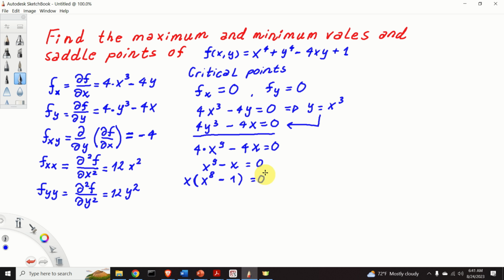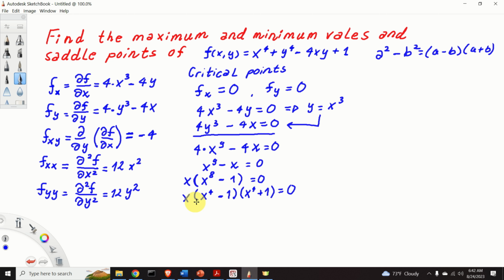Now, from this equation we obviously have x, and over here we have x to the power 8 minus 1 is equal to 0. We know from basic math that a squared minus b squared is a minus b multiplying a plus b. Let's apply this trick over here and see what we get. We have x. In my case, a will be x to the power 4 and b will be 1, and consequently this term can be written like this, is equal to 0.